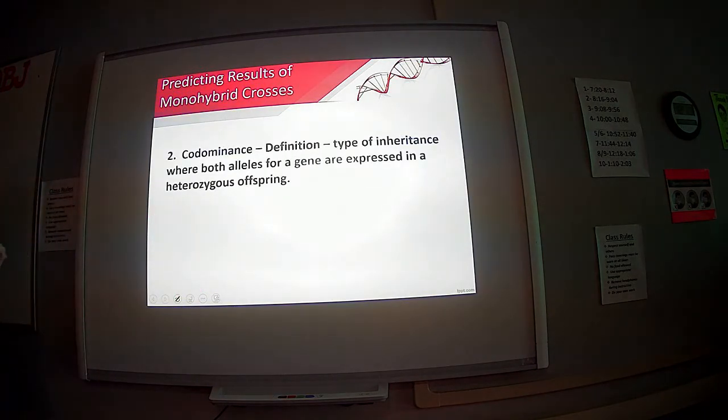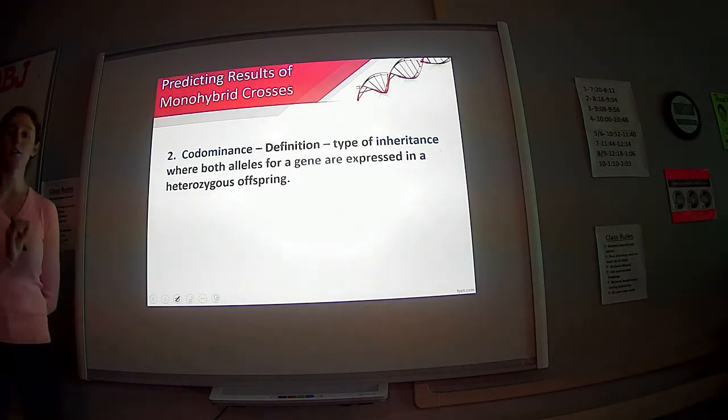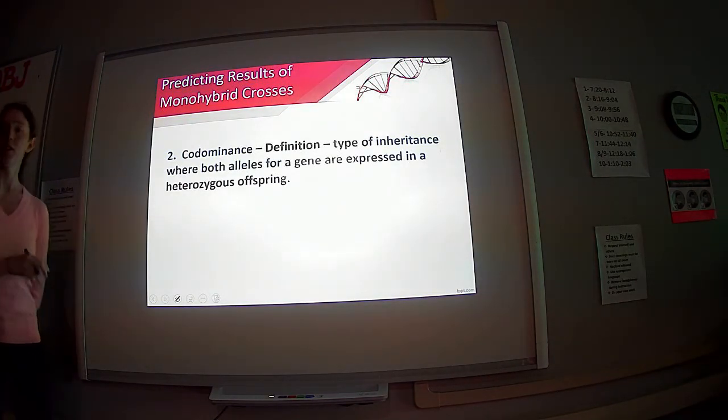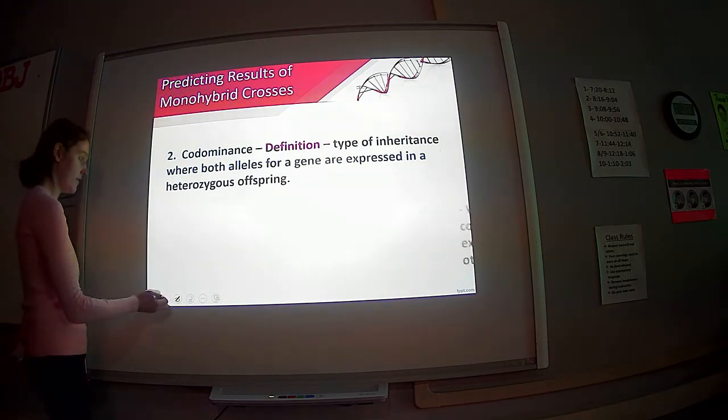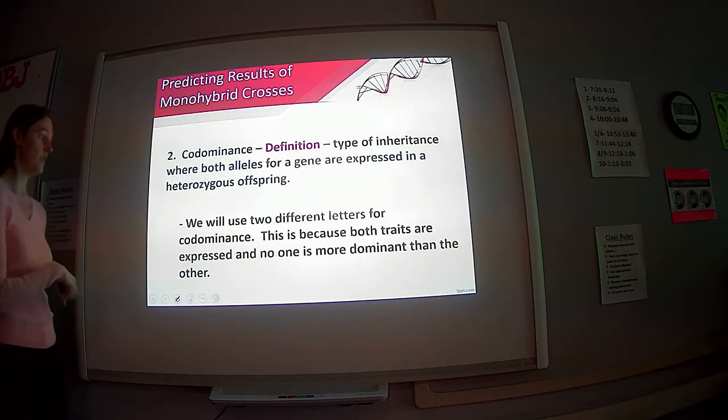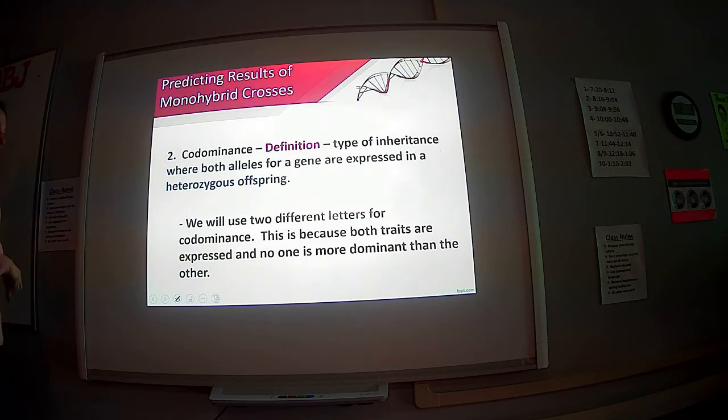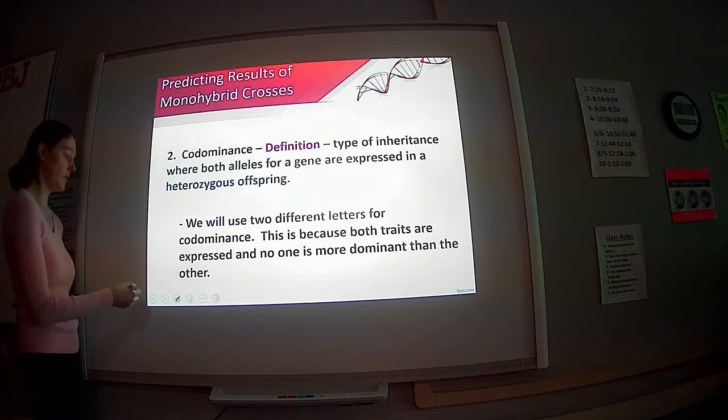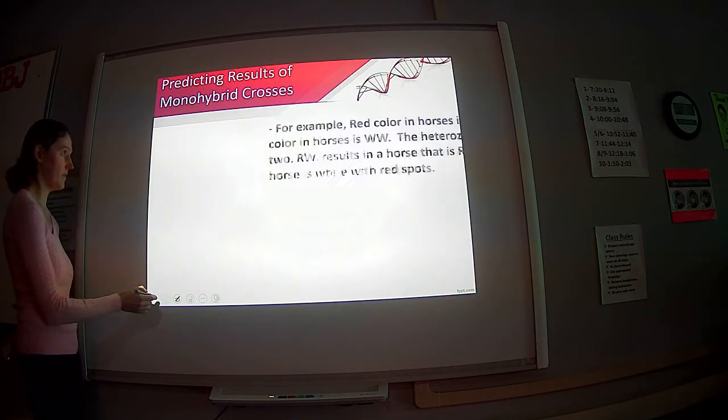The second type of dominance is codominance. This type of inheritance is where both alleles for a gene are going to be expressed in the heterozygous form. So they are both dominant. They fight with each other. We'll use 2 different letters for codominance. This is because both traits are expressed and no one is more dominant than the other one.